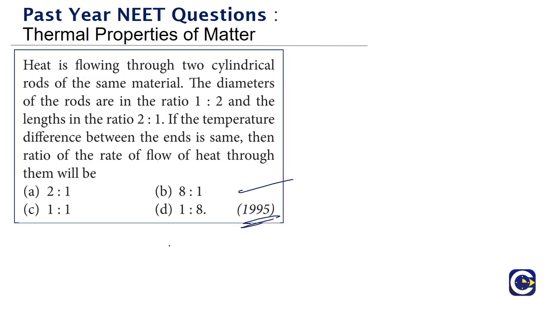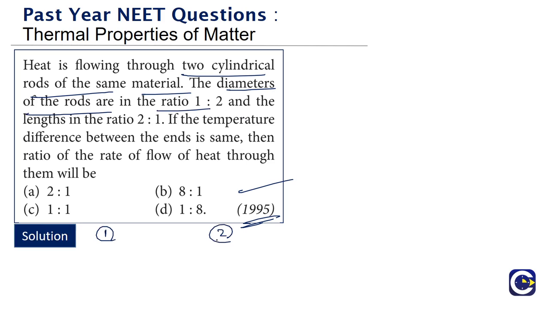This came in the year 95. This is based on thermal conductivity. Heat is flowing through two cylindrical rods of the same material. Means what? The coefficient of thermal conductivity for these materials will be the same, because they are made up of the same material. The diameters of the rods are in the ratio 1:2. Means if you take, for example, rod 1 and rod 2, what is the ratio of the diameters?